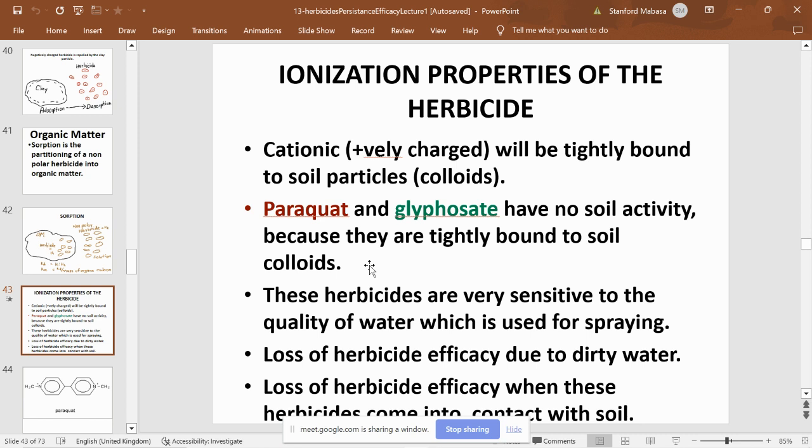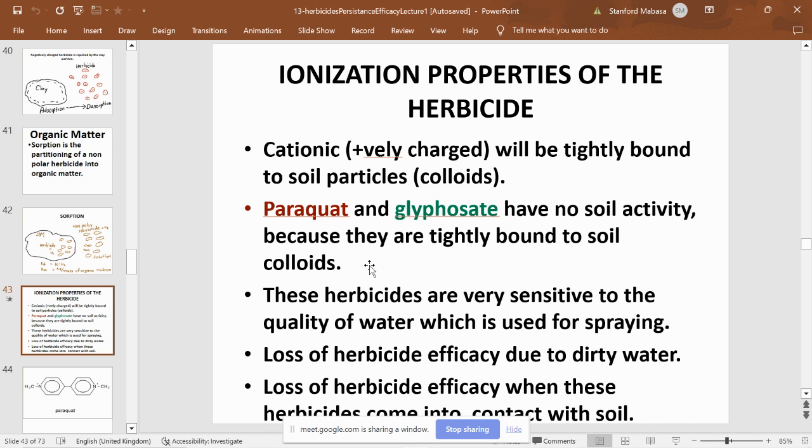We have got examples like paraquat and glyphosate, which lose soil activity as a result of this strong attraction to soil colloids. The molecules will be tightly bound. These herbicides are very sensitive to the quality of water which is used during spraying. If it is dirty water, the herbicide will get attracted to the particles inside the water and we may lose herbicide activity. So there's loss of herbicide efficacy due to use of dirty water.